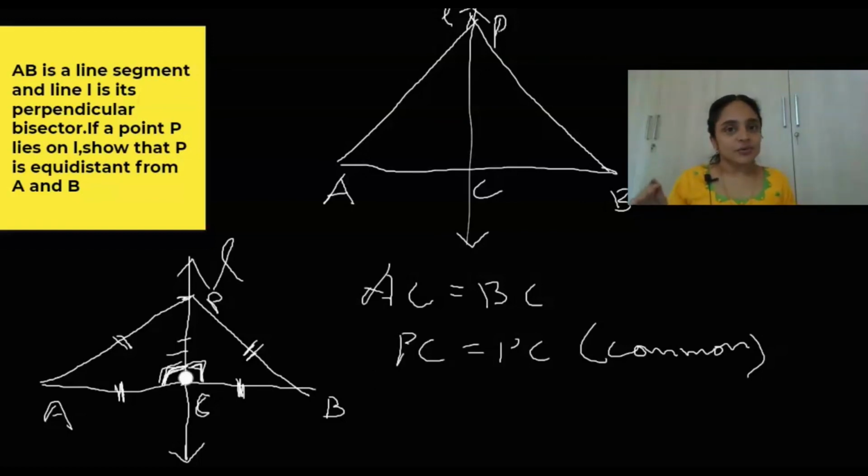Understood? If you have not understood, you can rewind the video and listen to it once more. Okay, next congruence rule is ASA congruence rule, that is angle side angle congruence rule, which we'll discuss in the next video.